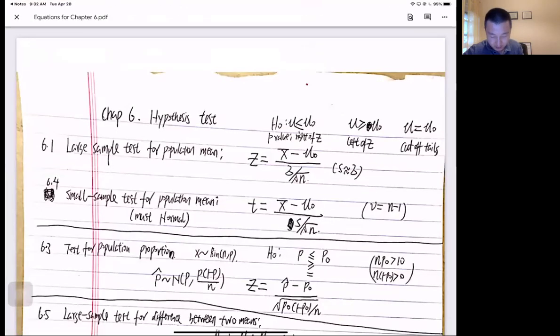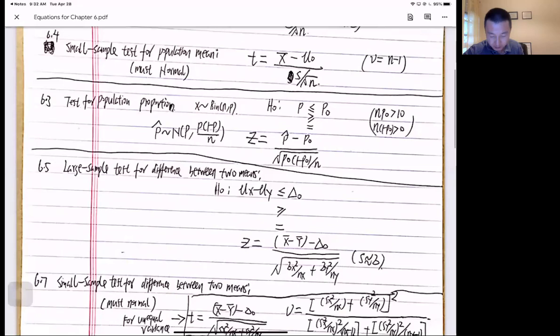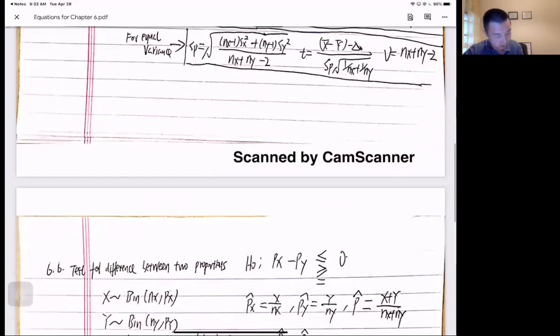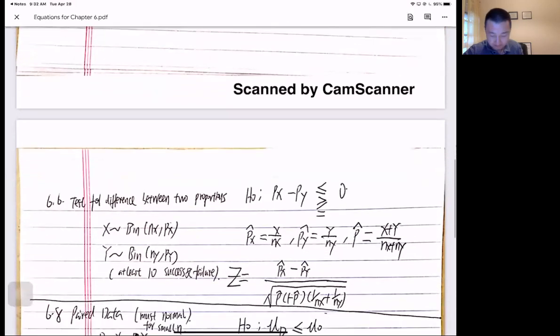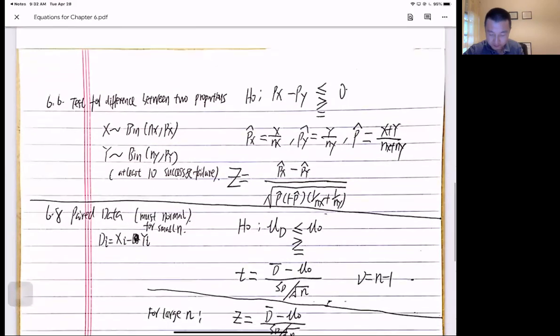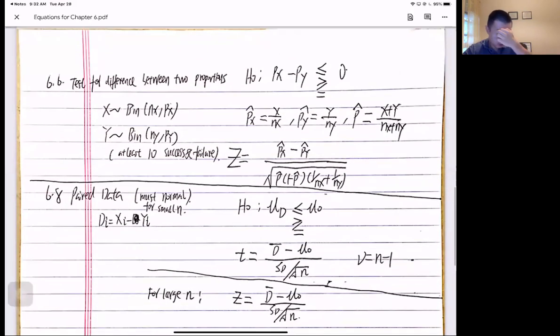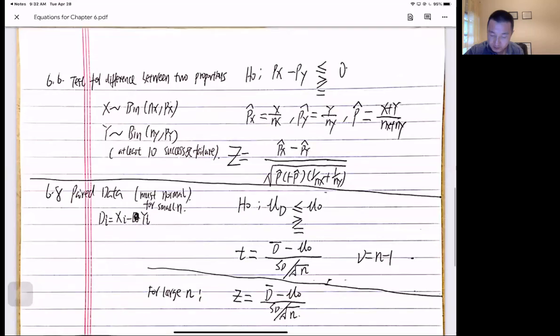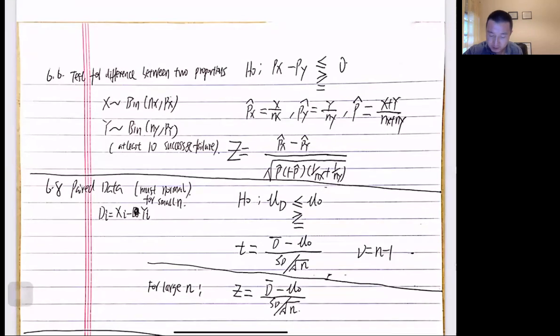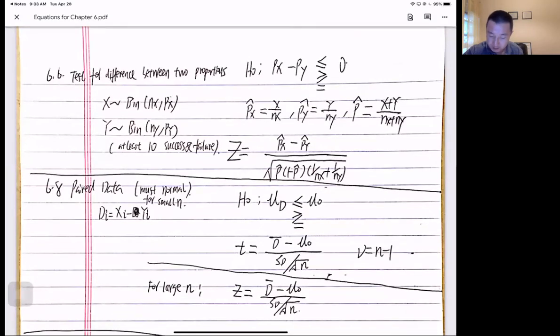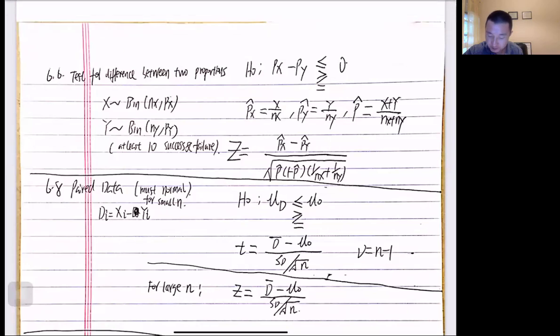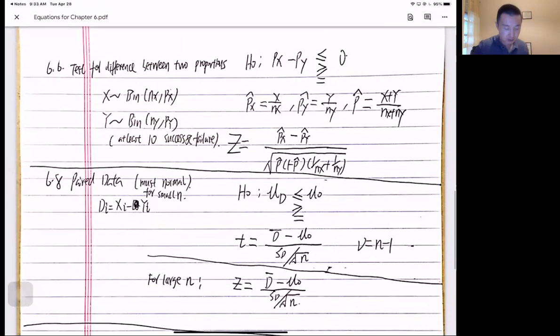Okay, let's look at here. Where is the difference between two proportions? All right, here, section 6.6, this is the text for difference between two proportions. We need to calculate the z-score based on the sample proportions px, py, and so on.